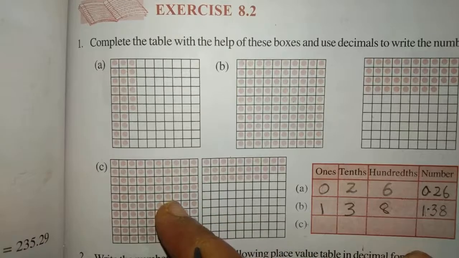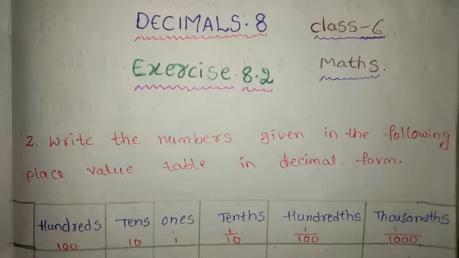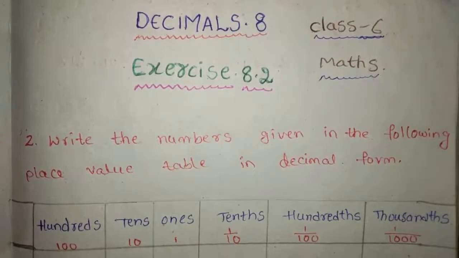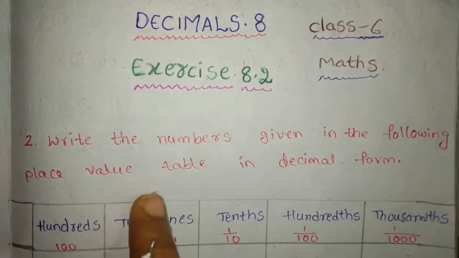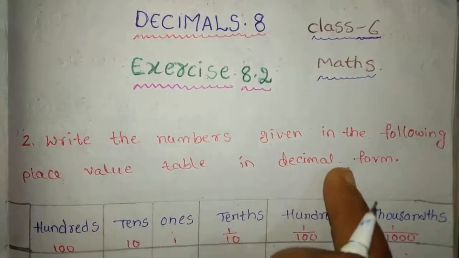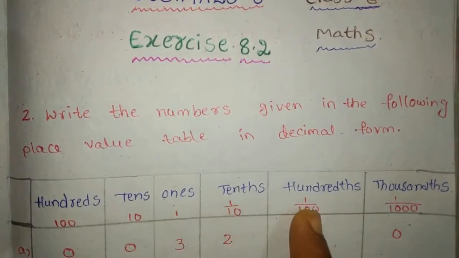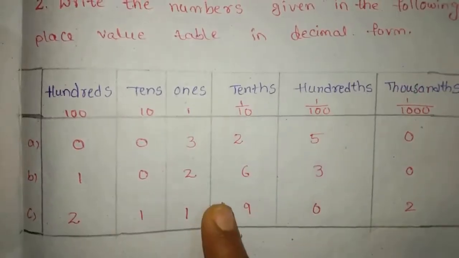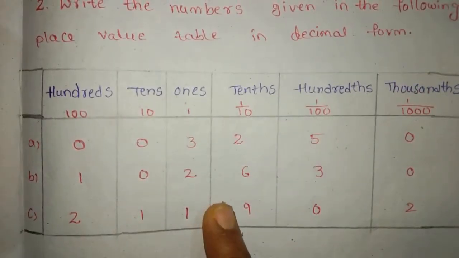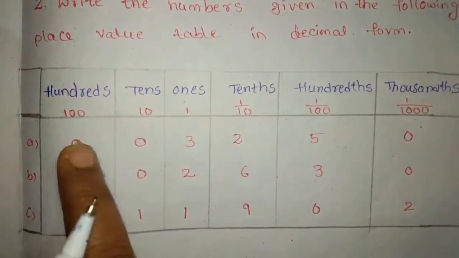Now in this C, you try this, students. Okay, now let us see the second question. Write the numbers given in the following place value table in decimal form. Hundreds, tens, ones, tenths, hundredths, thousandths. Here some place values are given. Now we write in this decimal form. Okay, first A.